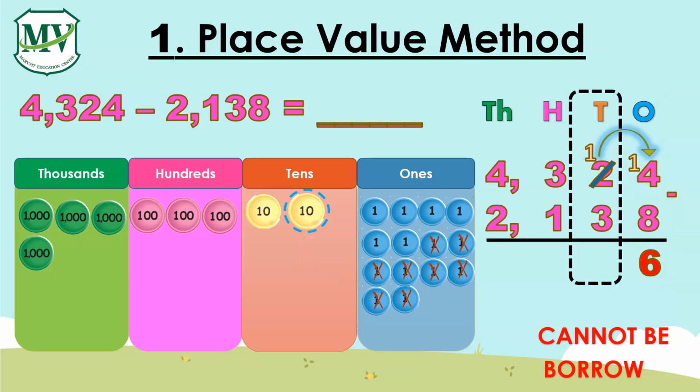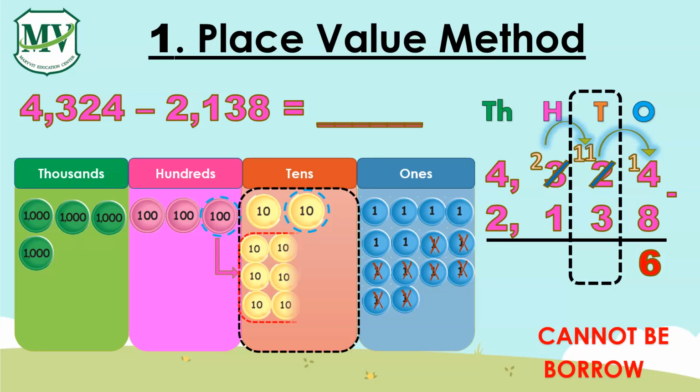Step 2. Subtract the tens place. 1 ten minus 3 tens cannot be. We need to borrow from the next place, hundreds. 3 hundreds becomes 2 hundreds. We regroup 100 into 10 tens. 11 tens minus 3 tens is?